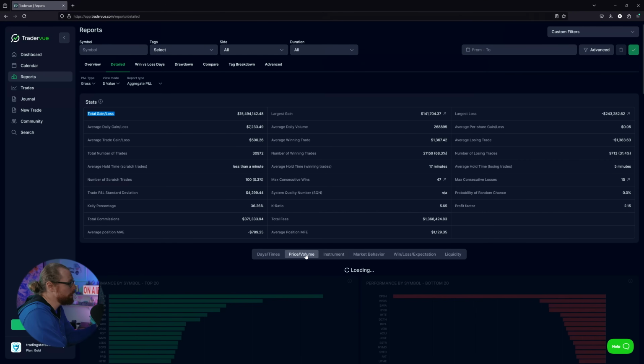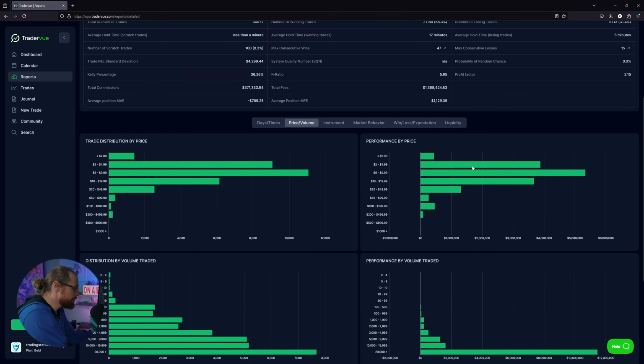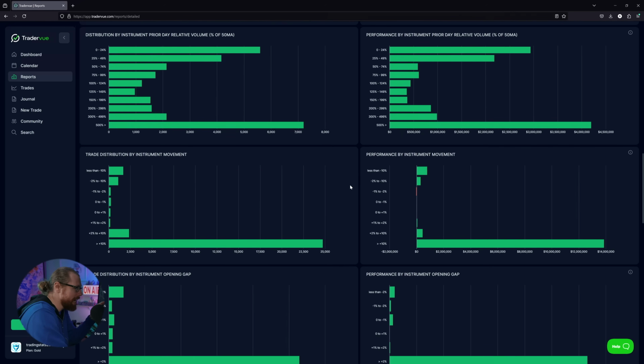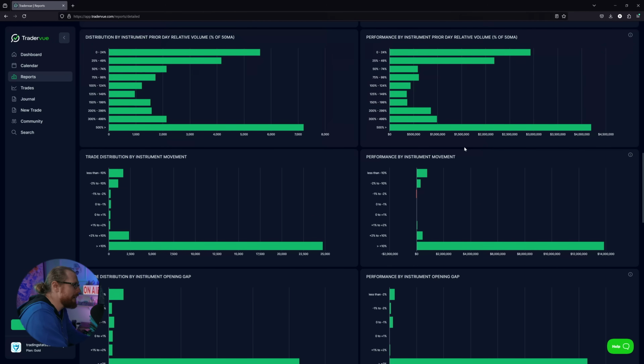So let's just start with price. If we look at price, you'll see here that I make the most money on stocks that are between $2 and $20 a share. That is my sweet spot. So when I tell you that 2 and 20 is the place to focus, it's not just pulling it out of thin air. It's actually based on my own metrics. When I tell you that I do best on stocks that are up more than 10%, when we pull this up, I'll scroll down, you'll see right here, performance by instrument movement, right there, 10%. So I need to be trading stocks that have the potential to go up 10%. And as you can see, if they do, that's where I make a lot of money.